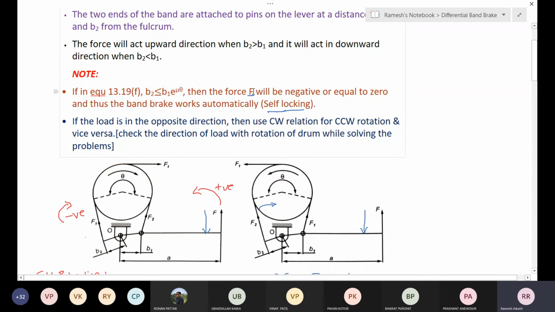For self-locking, the force has to be negative, meaning you should not apply the force, and the force should be equal to 0. At that time B2 should be less than B1 into e raised to mu theta. This is the condition when you have to take force equal to 0.